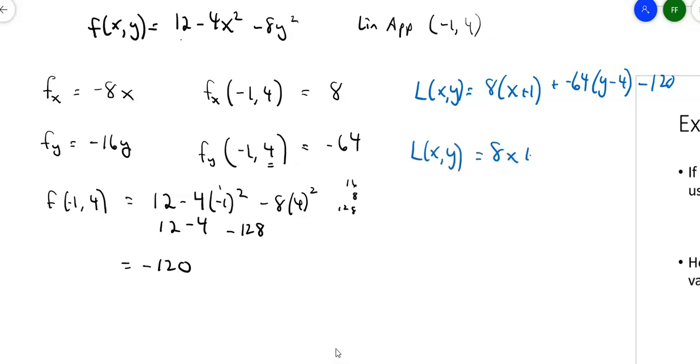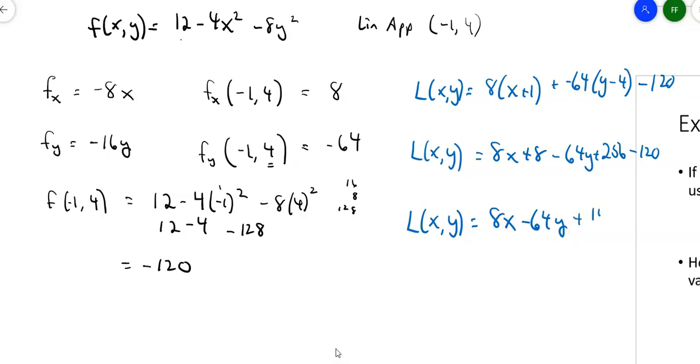I get 8x plus 8 minus 64y plus, and then 128, double that, you get 256, minus 120. So that gives me the linear approximation is 8x minus 64y, and now combine like terms together, and you end up with plus 144. Okay, there's my linear approximation. Now let's use that for something.